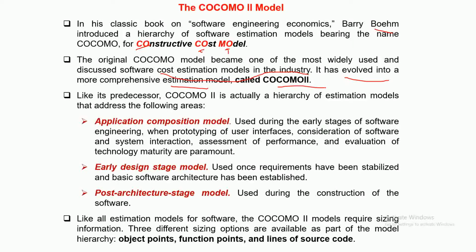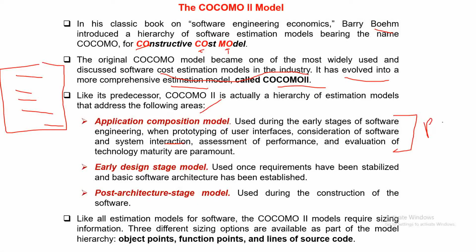COCOMO II is actually a hierarchy of estimation models that addresses the following areas. So the COCOMO II model is composed of various activities. First is the application composition model. It is used during the early stages of software engineering, when prototyping of user interfaces, consideration of software and system interaction, is taking place, when you are planning your activities.